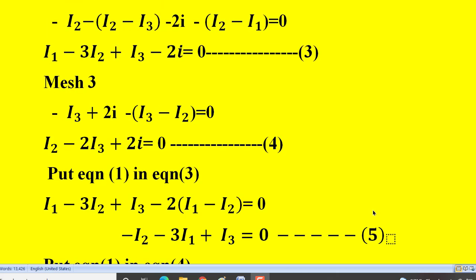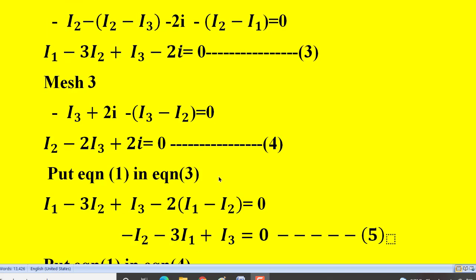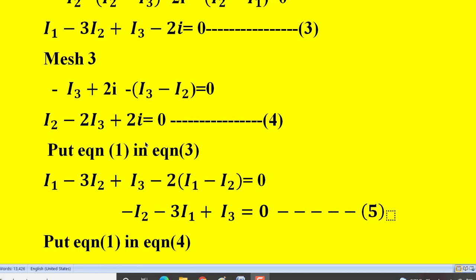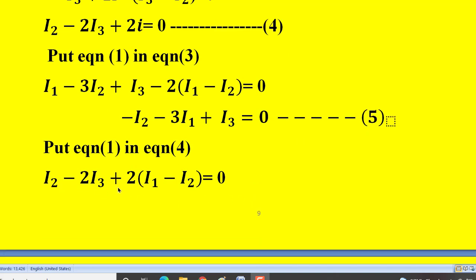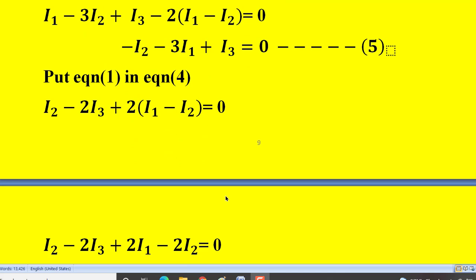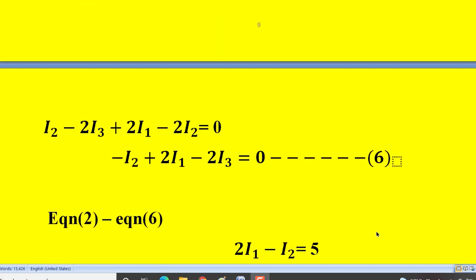Similarly, put i is equal to I1 minus I2 in equation 4. That is, put equation 1 in equation 4. So we write the equation up to here as it is, and here we replace this i with I1 minus I2. So we write like this: I2 minus 2I3 plus 2 into (I1 minus I2) is equal to 0. Then once we simplify this, we get I2 minus 2I3 plus 2I1 minus 2I2 is equal to 0, so we get minus I2 plus 2I1 minus 2I3 is equal to 0, and we say this is equation 6.